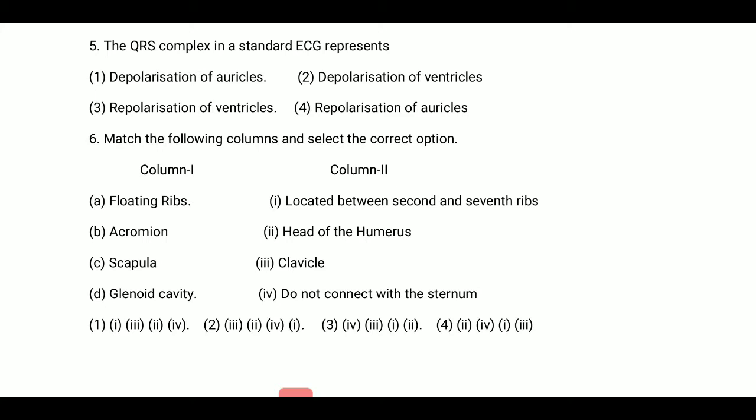B, acromion process. Acromion process is basically seen in clavicle. So B is 3. Then scapula. Scapula is located between second and seventh rib. That is the correct one. And second, the glenoid cavity is the region where head of humerus fits. So the right answer is the third option, 4, 3, 1 and 2.